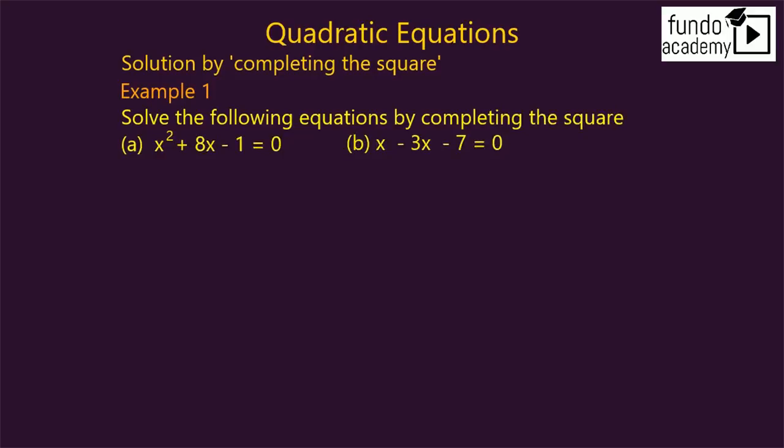On A we have x squared plus 8x minus 1 is equal to 0. On B we have x squared minus 3x minus 7 is equal to 0. If you can recall from the previous lesson, we were learning how to complete the square given some quadratic expressions. But now we want to use the same method to solve our quadratic equations. So let's look at part A first.